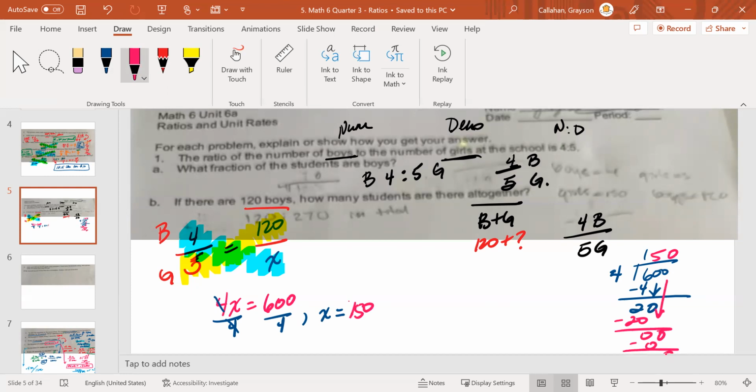So how many are girls? 150 are girls. So when it says how many students are all together, there are 120 boys plus 150 girls. So how many students are all together? 270 are all together. Okay, that's a good question.